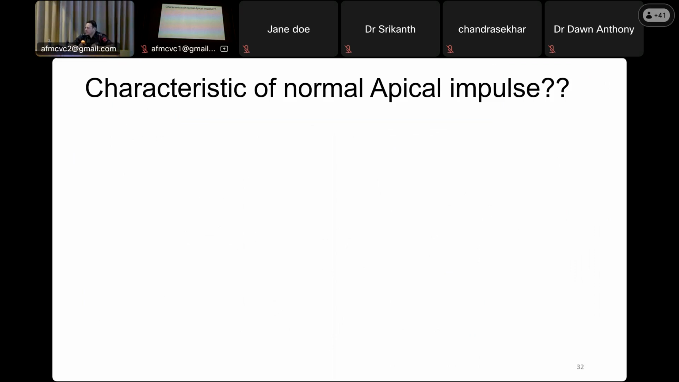And what are the characteristics of a normal apical impulse? How will we define a normal apical pulse? The lowermost and outermost part of the cardiac impulse, the maximum cardiac thrust or cardiac activity. Okay. So what is the size? What is the duration?